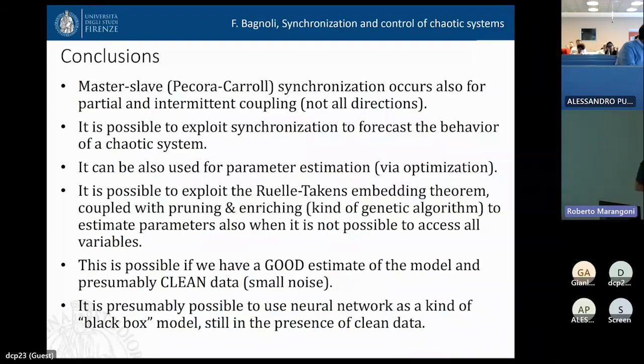Question, Franco. As you know, when you apply the embedding theorem to a time series, you must choose the embedding dimension and the lag time. How does this impact? I know they impact a lot.